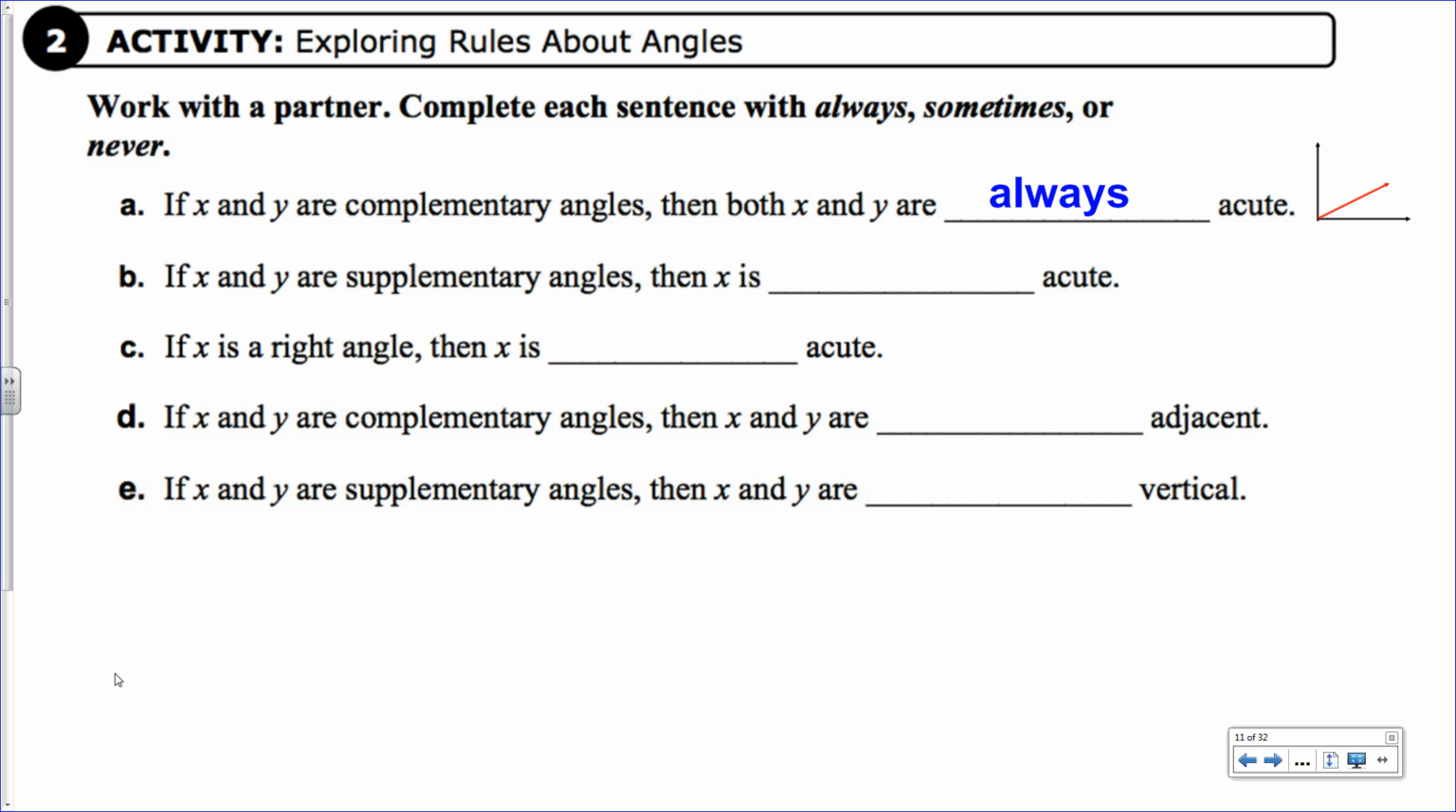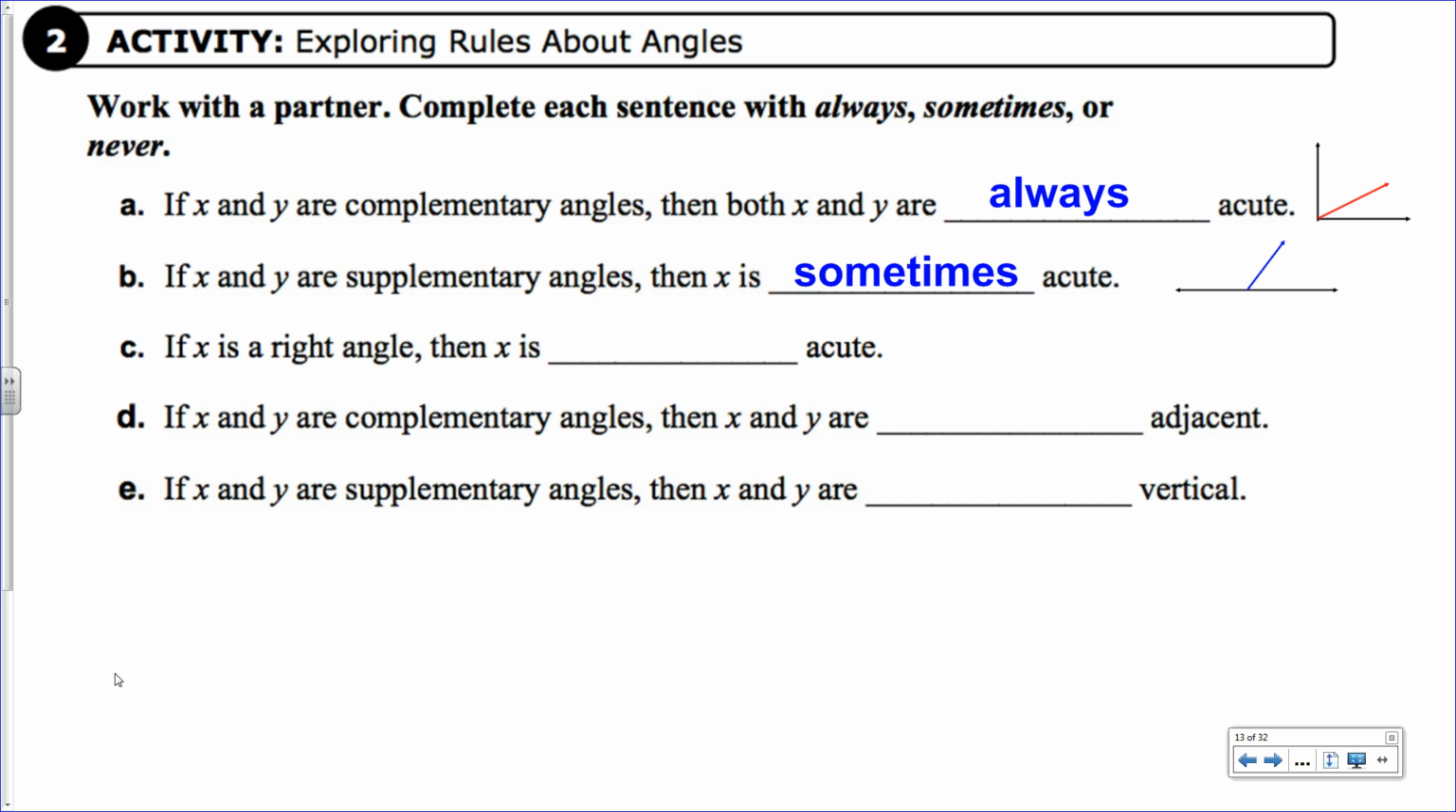Letter B, if X and Y are supplementary angles, then X is sometimes, always, or never acute. Supplementary means it adds up to a straight line. So here's an example. X is an angle either on one side of this. Could either side of this ever be anything other than acute? Write down your answer. You should have said sometimes. It's sometimes acute. The smaller angle is acute, but the larger angle would be obtuse.